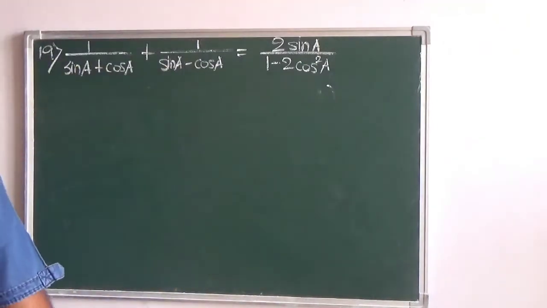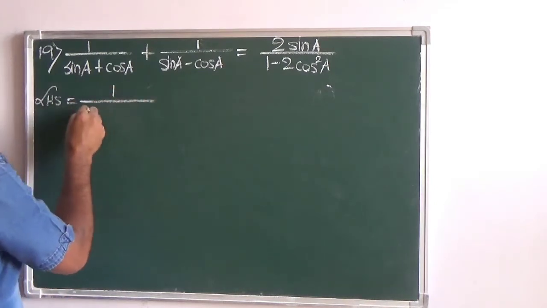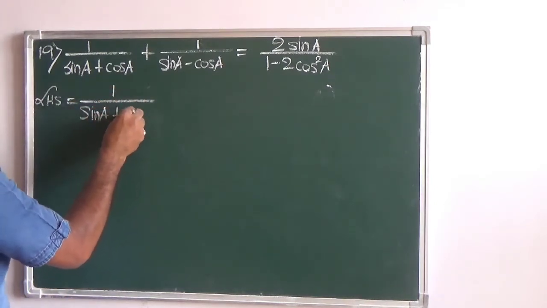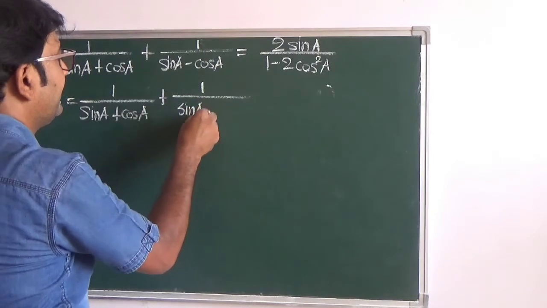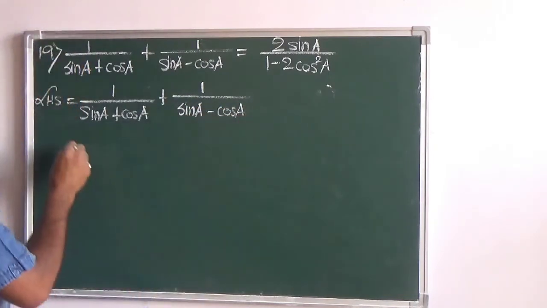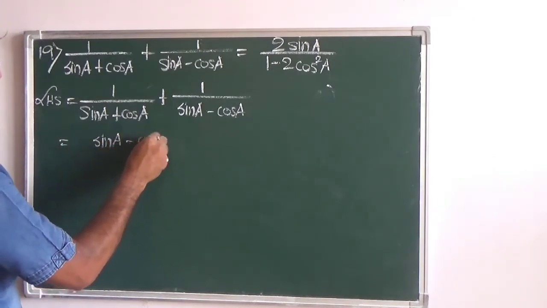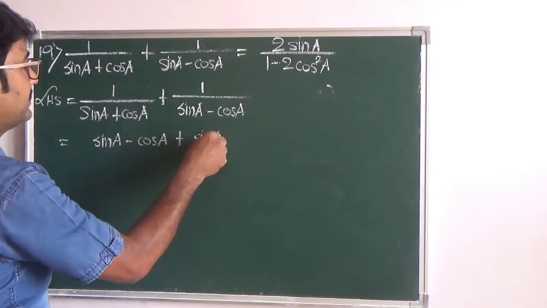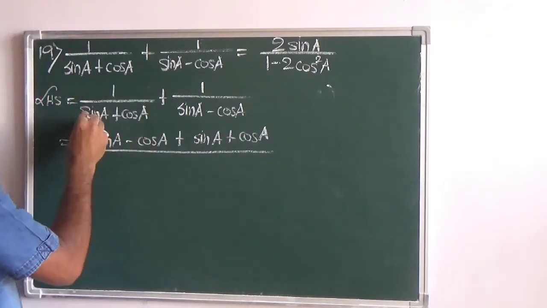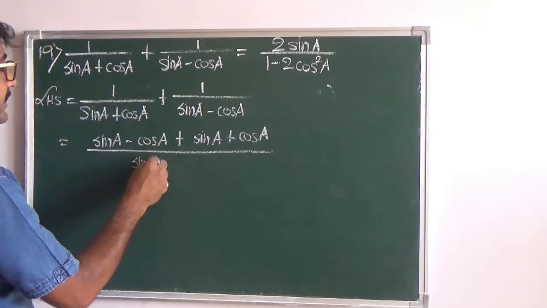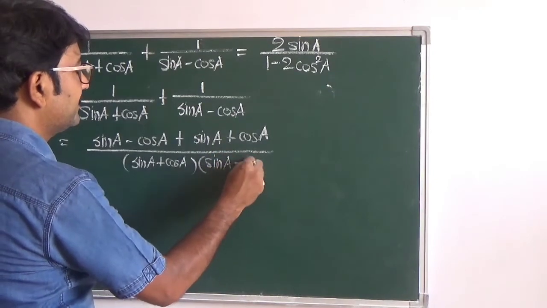So again, starting from the left hand side, we have 1 by sin A plus cos A plus 1 by sin A minus cos A. If you take the LCM, we have sin A minus cos A plus sin A plus cos A divided by sin A plus cos A into sin A minus cos A. This is the LCM.